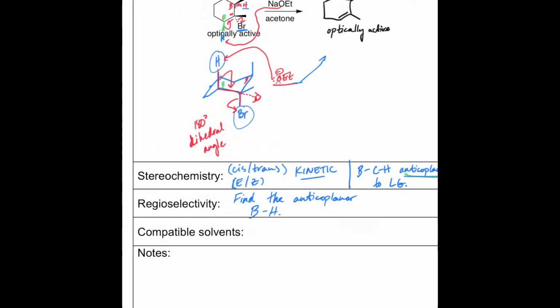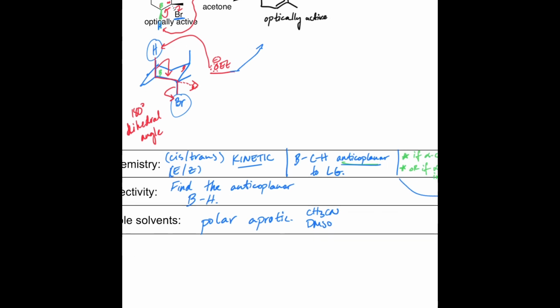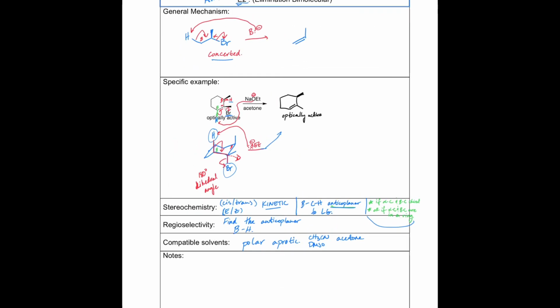The best solvents here are polar aprotic. Think about acetonitrile or DMSO, or in this case we use acetone. Now you can use polar protic solvents. It just slows down the rate some. The key is the strong base. This is pretty low on the priority scale, okay?